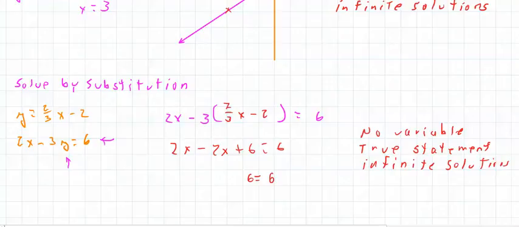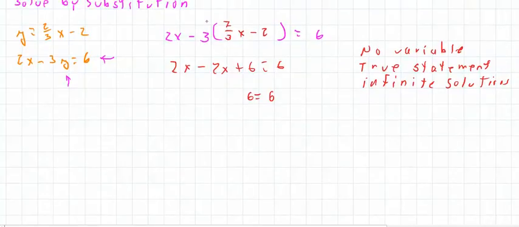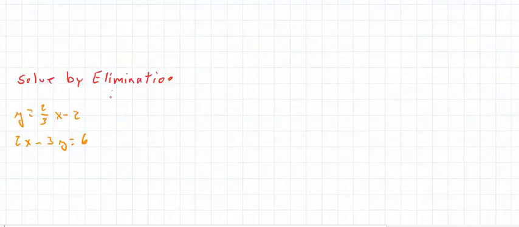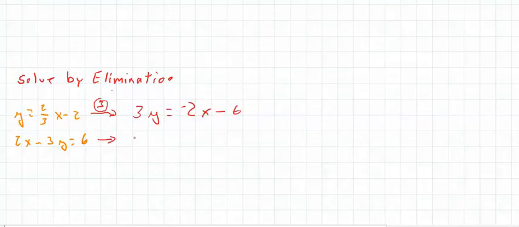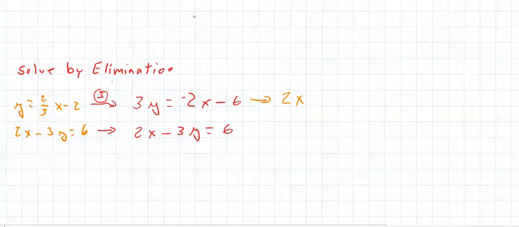And lastly, let's look at these two equations, and we'll solve by elimination and see what happens. And then we're done. All right, we're going to solve by elimination here. First of all, I'm going to multiply by 3. Get rid of the fraction. 3y equals negative 2x minus 6. This equation stays the same. 2x minus 3y equals 6. Now I'm going to add 2x to both sides, put it in standard form, and I get 2x. Hold on a second. Okay, I know I made a mistake.